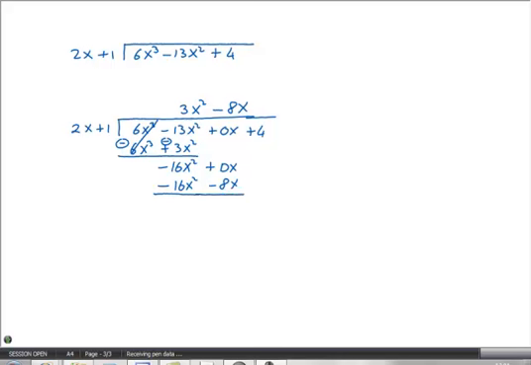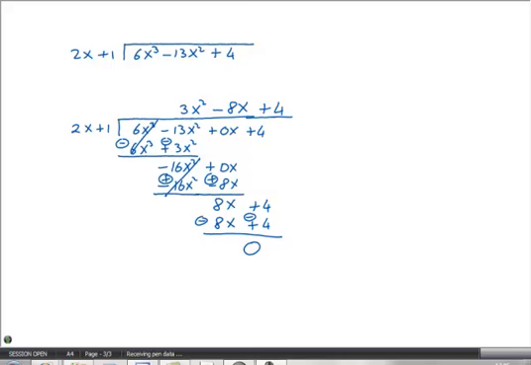Draw your line, change the sign, so that will be a plus and a plus. They'll cancel off for me. 8x drops down, plus 4 follows, and then you begin again. 2x into 8x, well, that's going to be plus 4. Remainder is 0. Okay. If you can follow that, if you can manage that, that's about as awkward as it's going to get.